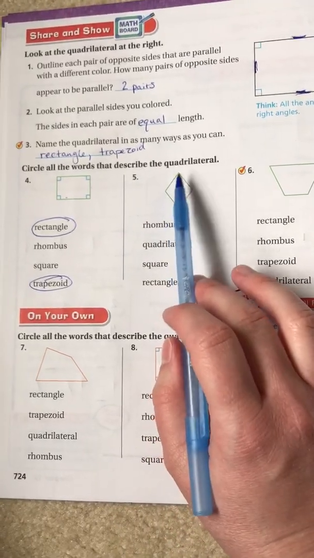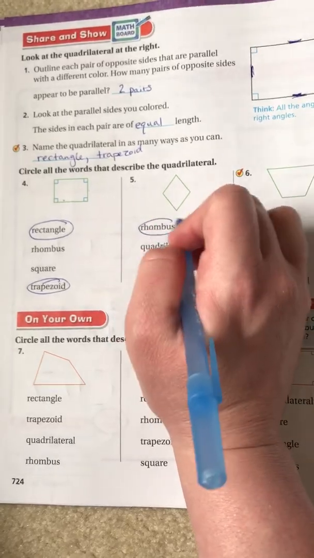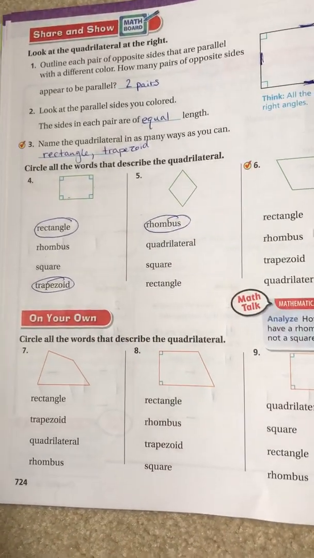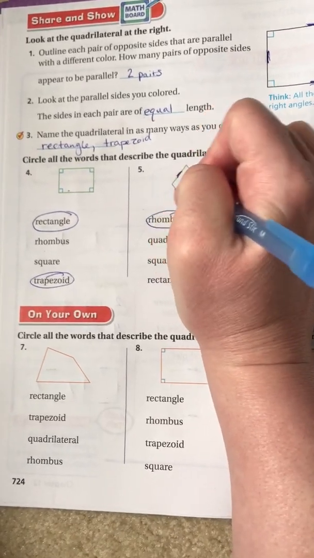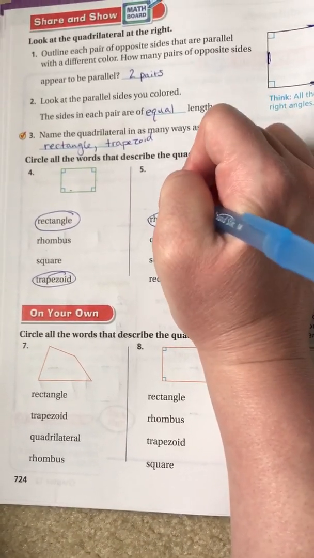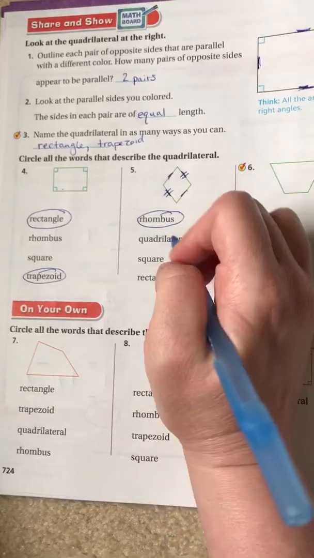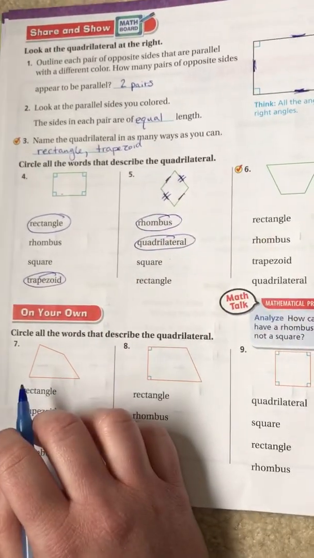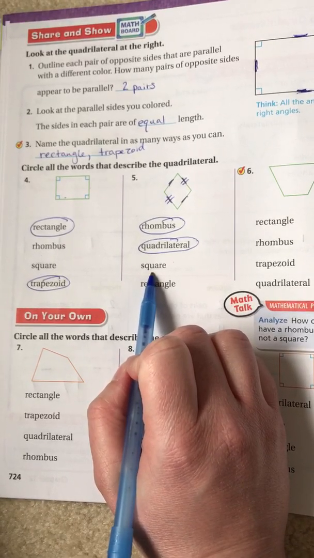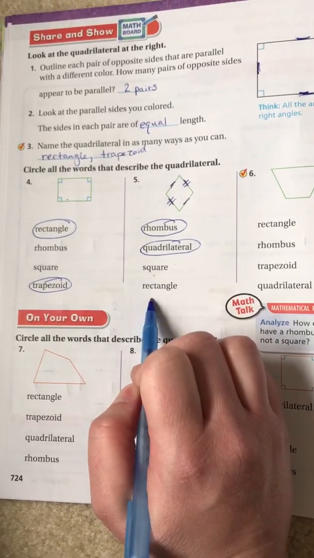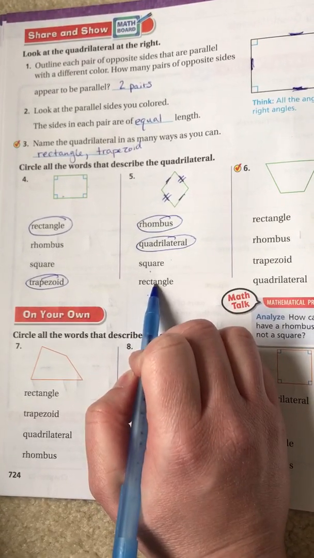Look at this one. Okay, this is a rhombus. It has 2 pairs of opposite sides that are parallel. So these are parallel, and then these are parallel. Okay, it is a quadrilateral because it has 4 equal sides. It is not a square because it does not have 4 right angles. And it's not a rectangle because it doesn't have 4 right angles.